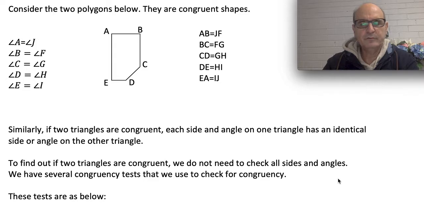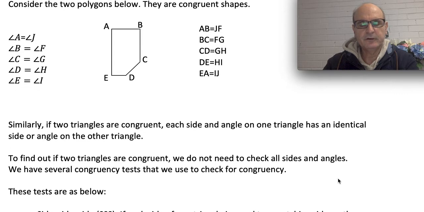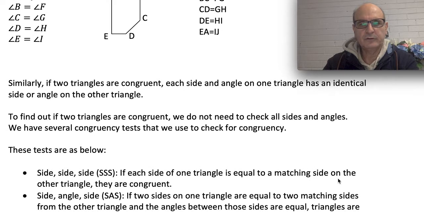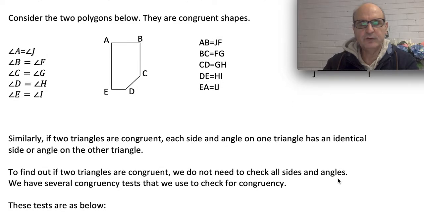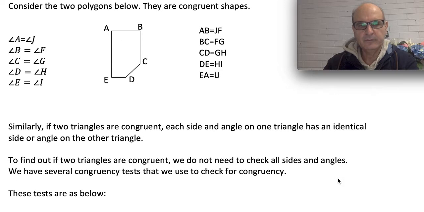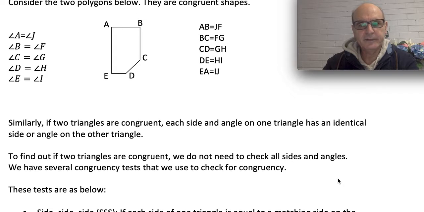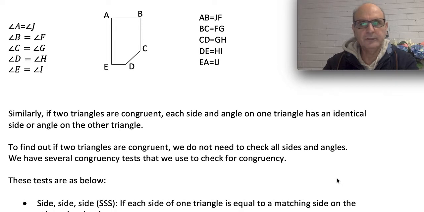But our focus will be on congruent triangles. That is true for congruent triangles as well. So if you have two congruent triangles, all matching sides will be equal and all matching angles will be equal. But you don't need to check every single angle and every single side. There are tests which make our job easier when we want to test to see if two triangles are congruent or not.